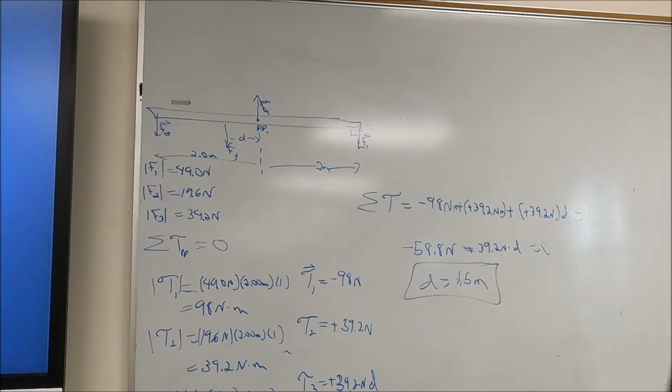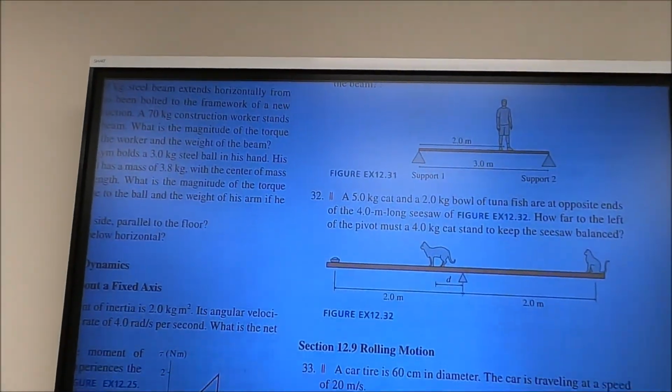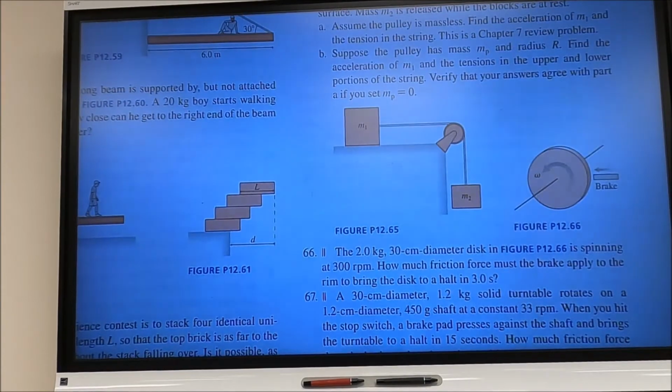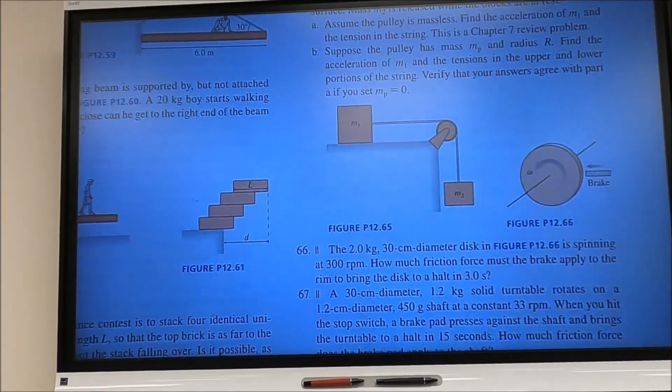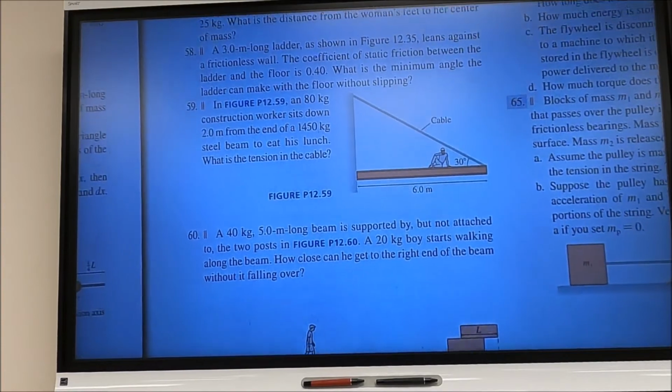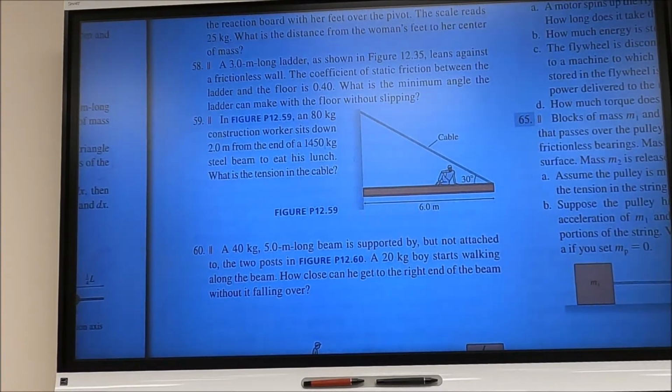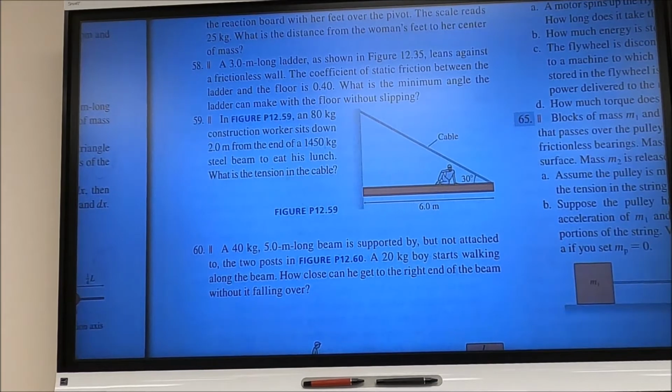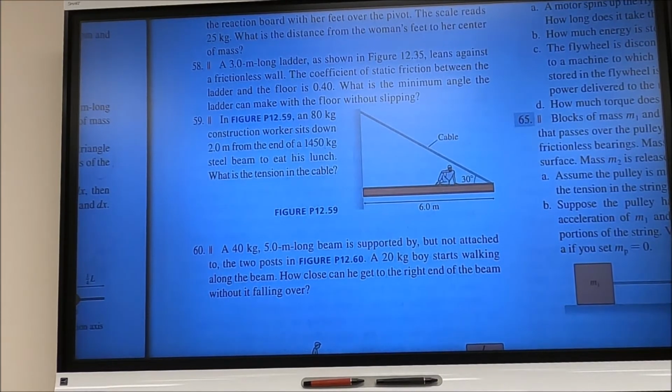Okay? Not too bad, right? So let's look at another problem. We're going to look at problem 59. It says an 80-kilogram construction worker sits down two meters from the end of a 1,450 kilogram steel beam to eat his lunch. What is the tension in the cable?